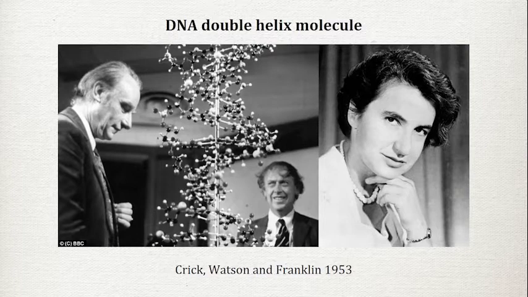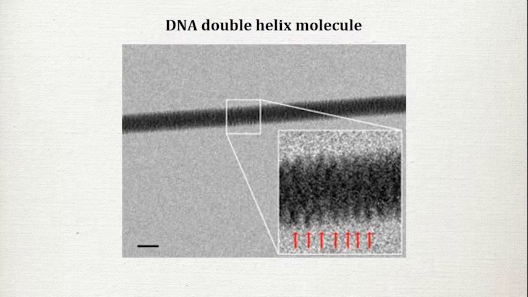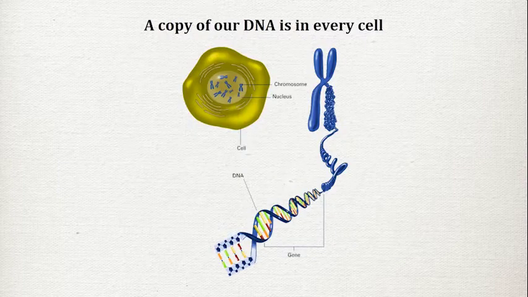In 1953, Crick, Watson and Rosalind Franklin constructed the double helix model of the DNA molecule. DNA was seen for the first time in 2012, using an electron microscope. Every living cell contains a copy of its DNA arranged inside pairs of chromosomes.